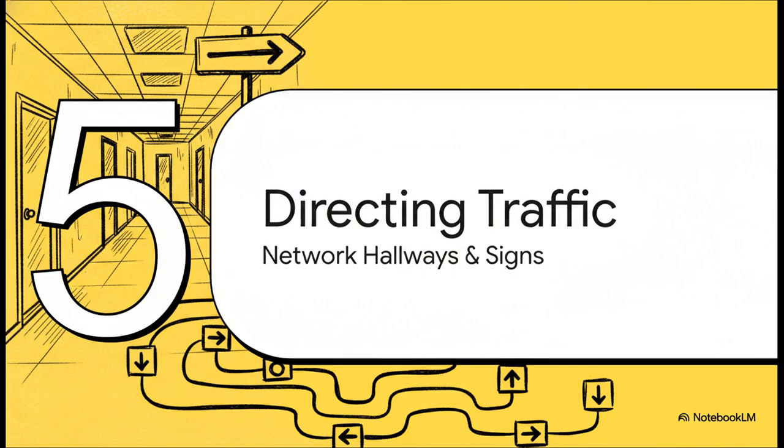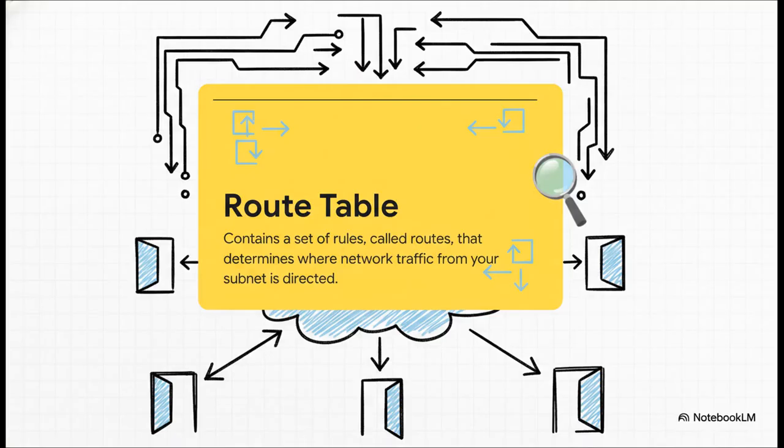Okay, section 5, route tables. We've got our rooms, we've got our doors. Now we need the hallways and the signs that tell all the network traffic where it's supposed to go. It's really simple. Every single subnet you create must be connected to a route table. And a route table is nothing more than a set of rules. It's the digital roadmap for your VPC that says, hey, if traffic wants to go to this destination, send it through that door.